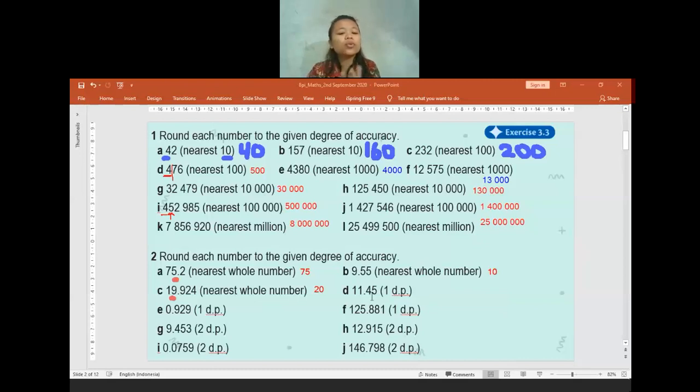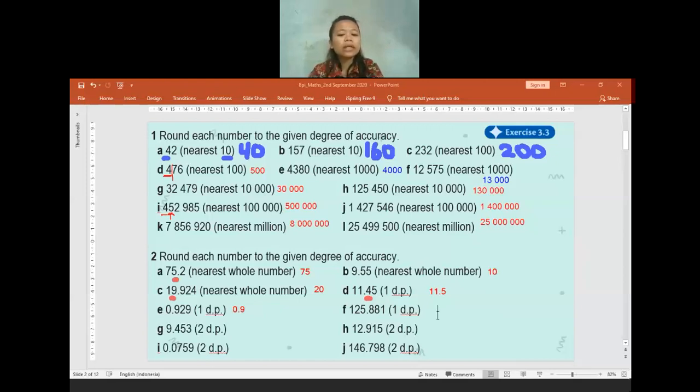Now we continue. We round off the number to the nearest one decimal place. So we need to find the digit at the first decimal place. This is the number 4, and next to 4 is 5. So it means the 4 has to go up by 1. So it will be 11.5. Correct? And then at question E, how much will it be if we round off the number to the nearest one decimal place? Yes, correct. It will be 0.9.